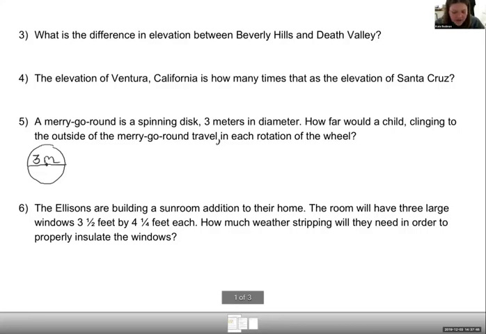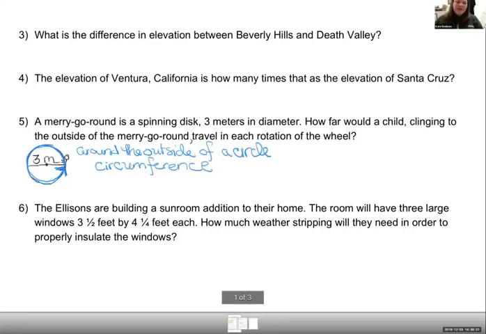Okay, wonderful. Now it says, how far would a child clinging to the outside of the merry-go-round travel in each rotation of the wheel? Okay, you guys, where is this child going to travel if he's clinging to the outside of the merry-go-round? Let's put him there. How's he going to travel? I'm not looking for a number. I'm looking for you to describe to me where his traveling is going to happen. Around. Around, absolutely. This kid is going to spin around and around, right? What's that called if you go around the outside of a circle? We have a name for that. It's on our GED formula sheet.